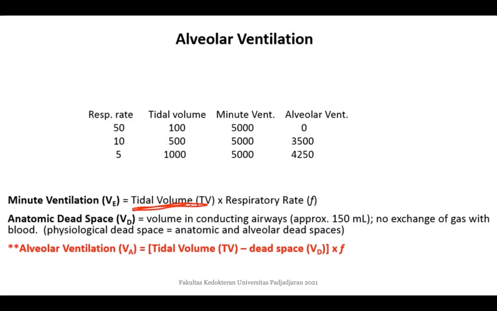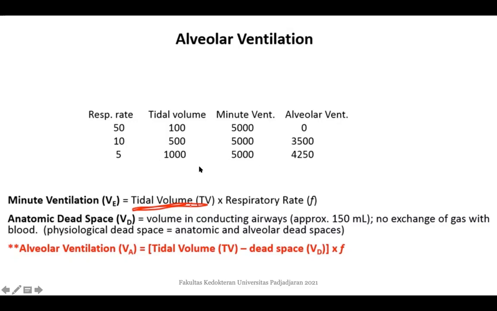If we have someone with a really normal breathing pattern of 10 breaths per minute, and every time the tidal volume is 500, the alveolar ventilation should be 500 minus 150, which is 350, multiplied by 10, which is 3,500 milliliters. Then if someone is breathing only 5 times a minute but taking a deeper breath and giving a large tidal volume, it will give you a much higher alveolar ventilation.